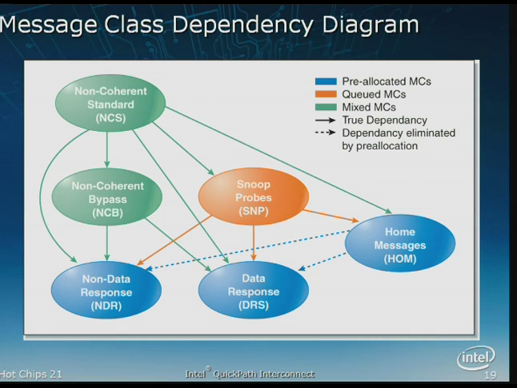Home requests basically spawn snoops, or can spawn snoops, and they're dependent on data responses and data completions. And basically with this simple diagram, we prove that we are deadlock free.